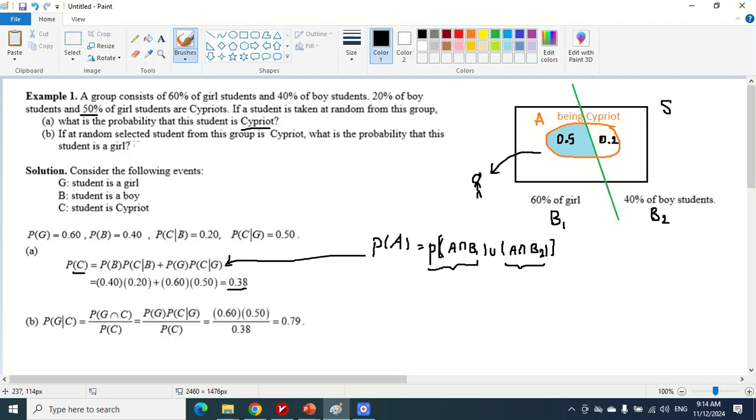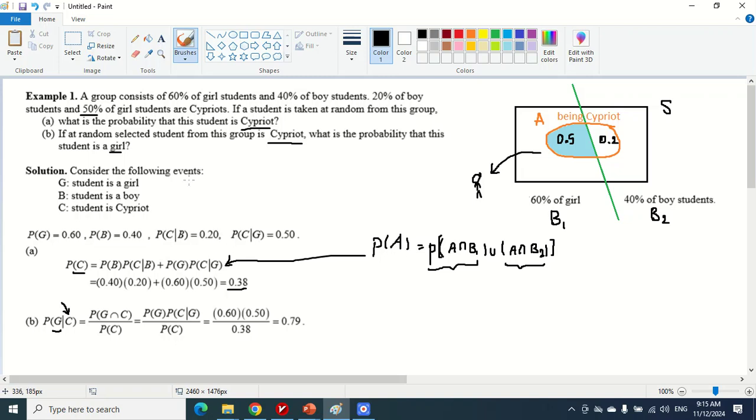I can use that for the second part. If a randomly selected student from this group is Cypriot, it means that one piece of information is given: the condition of being Cypriot. I'm looking for the probability that this student is a girl, meaning the probability of being a girl if the given student is Cypriot.